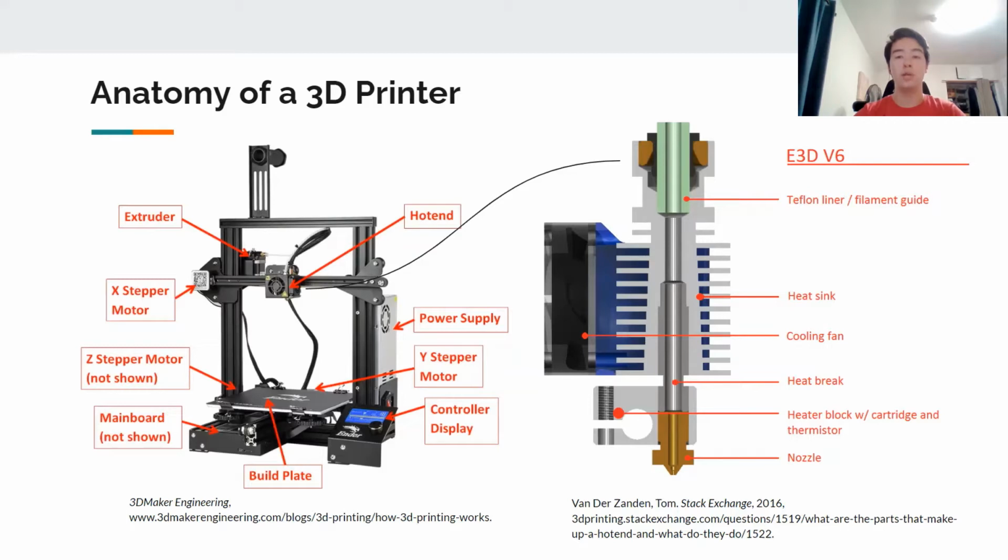The heater cartridge right above it heats up the heater block to a desired temperature while the thermistor senses the current temperature of the heater block. As filament passes through the heater block, it is melted before exiting the nozzle. The heat break, heat sink, and cooling fan work together to cool down the filament above the heater block to avoid printer jams.